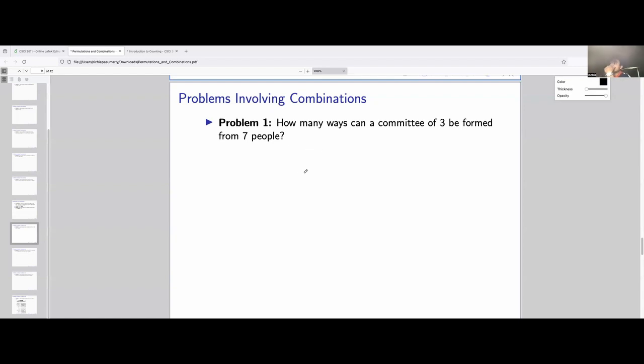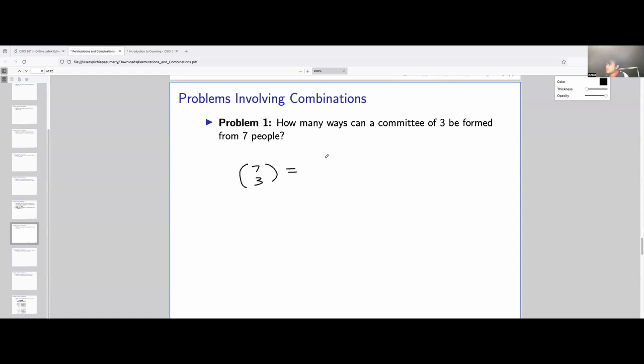Okay, so I have 7 people, and I need to choose 3 of them. They're all different people, right? They're not the same. And I don't care about order, it's not like I have a top guy and then a second guy. No, just choose 3 people. So the number of ways to do this is 7 choose 3.